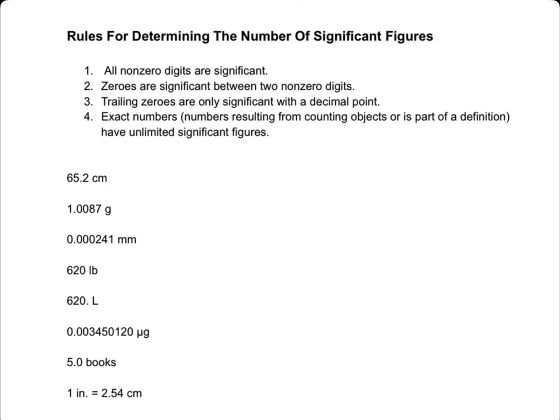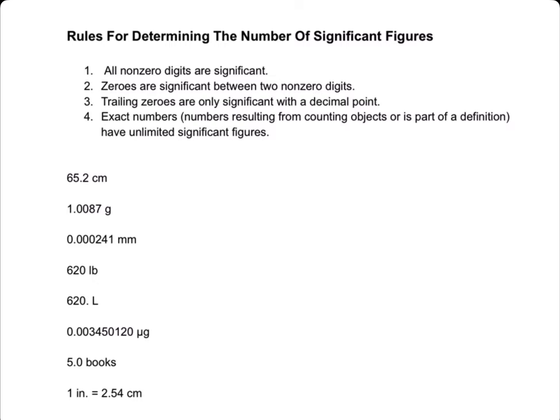Let's talk about the rules for determining the number of significant figures. Now, this can be confusing at times, but hopefully with these rules, it can become a little easier for you. Now, the first rule says all non-zero digits are significant. So any number that's not a zero is always considered significant. Now, when it comes to zeros, not all zeros are considered significant.